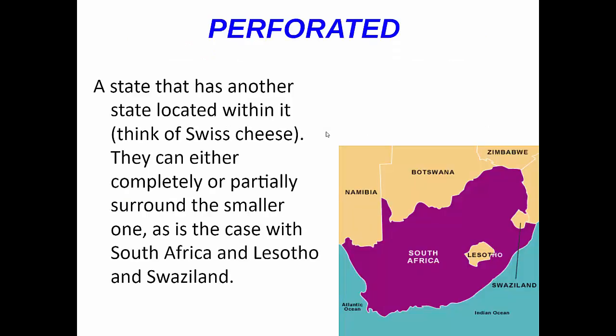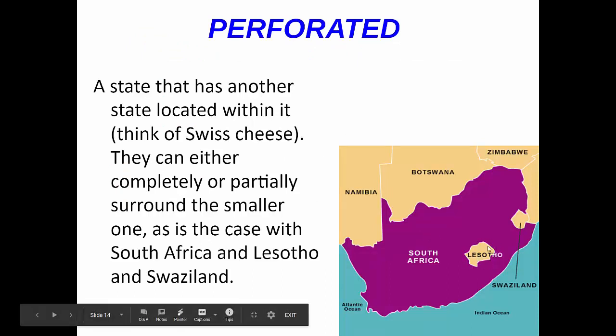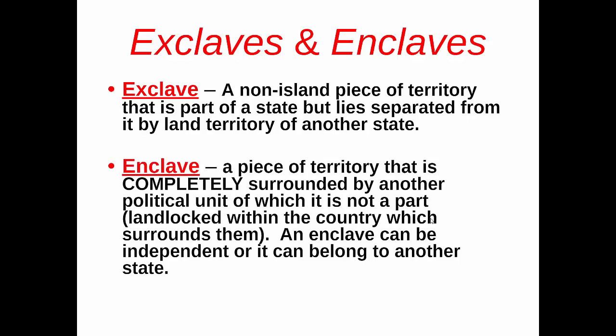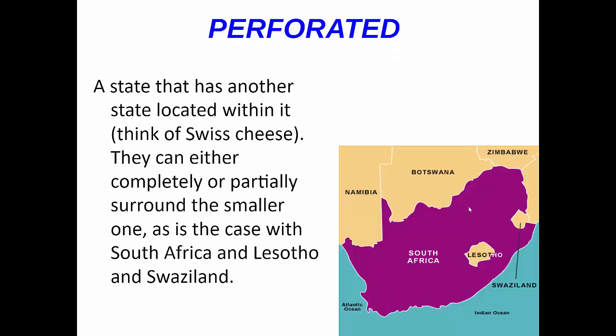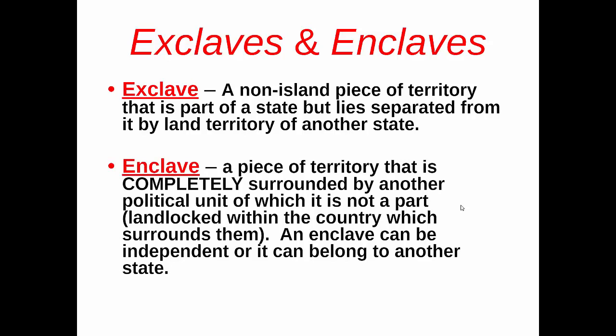So, again, if I may go back to this example, right? Lesotho is an enclave, right? Because it is located entirely within the boundaries of South Africa. Alrighty? Swaziland is not, because is it located entirely within the boundaries of South Africa? No, it technically is located along two boundaries, right? If it were just in South Africa, right, it would be an enclave as well. Alrighty? So again, a piece of territory that's completely surrounded by another political unit of which it isn't a part.